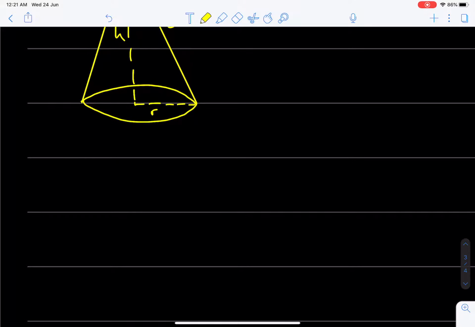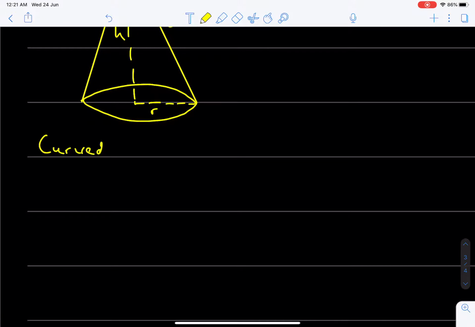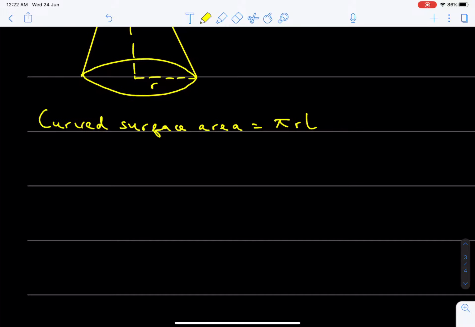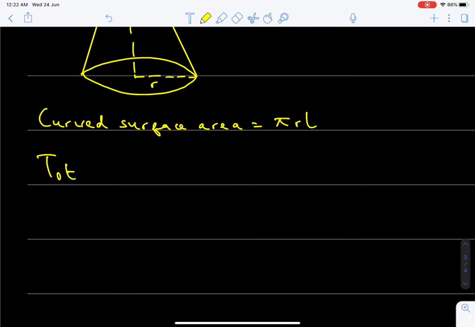formulae. The curved surface area of a cone is given by the formula pi RL, where R is the base radius of a cone, L is its slant height, and pi is always given as 22/7. And also the total surface area.